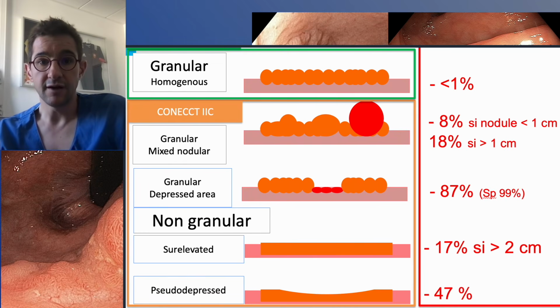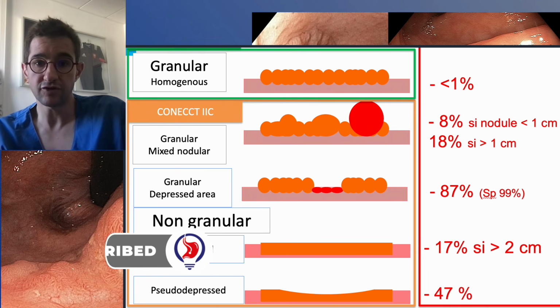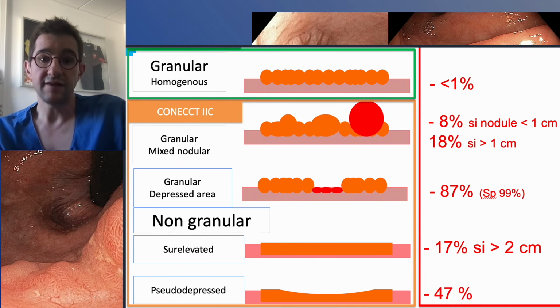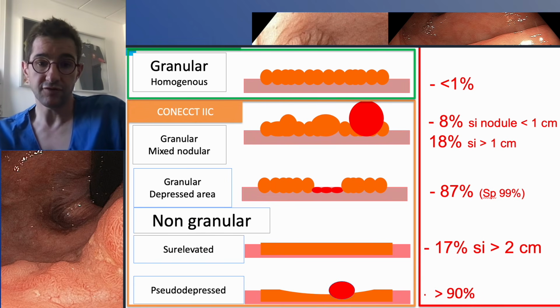of T1 cancer, inferior to 1% in the granular homogeneous type LSTs, 8% with a nodule which is different from the lesion under 1 cm, and 18% if it's over 1 cm. 87% of T1 cancer if there is a depressed demarcated area in a granular LST, 27% if it's a surelevated non-granular LST, and 47% if it's a pseudo-depressed type of non-granular LSTs, 90% if there is a nodule in the pseudo-depressed area.